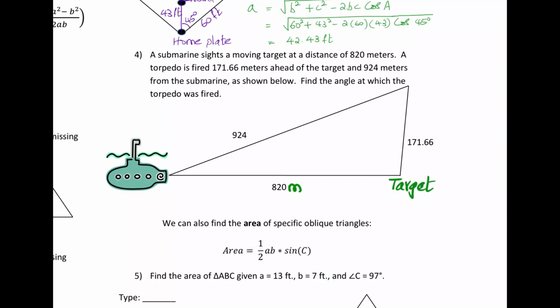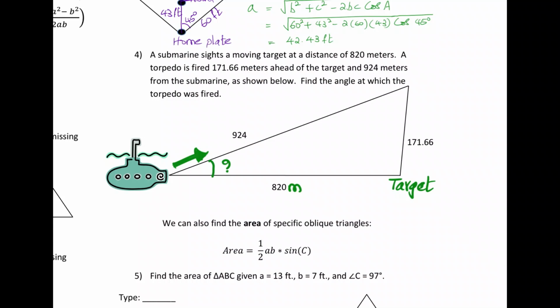Then a torpedo is fired 171.66 meters ahead of the target and 924 meters from the submarine as shown below. So that means the torpedo is being fired in this direction here. So they're asking us to find the angle at which the torpedo was fired. So that means this is the angle they're asking us to figure out in this problem.